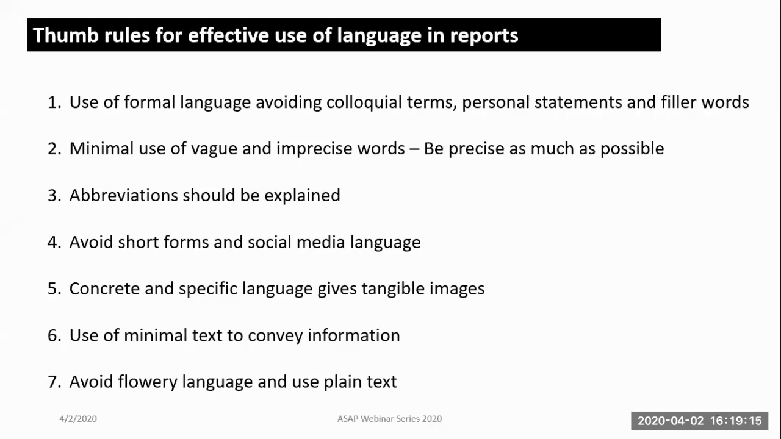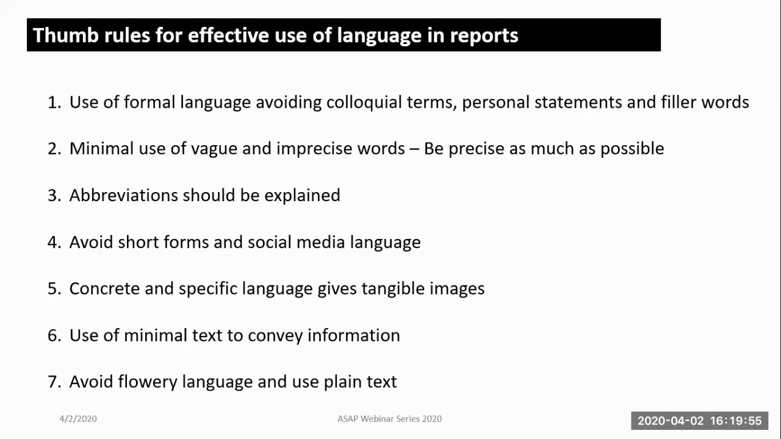Abbreviations should be explained whenever they are used. You can use abbreviations, but they should be explained in the beginning. And I've already said that short forms and social media language have to be avoided as far as possible. And always use concrete and specific language to give tangible images of what happened. Many a time we tend to beat around the bush to present something before the audience. So be very specific so that the reader gets an image of what you're talking about.